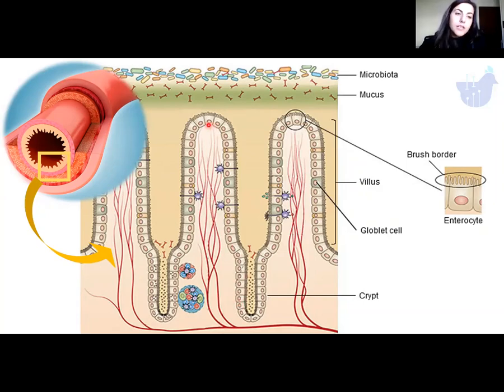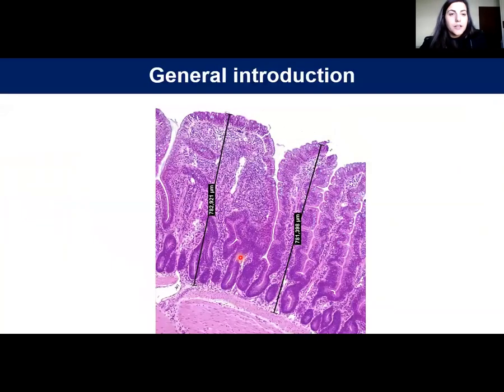Around the lamina propria, there is the epithelium. In the epithelium, it's possible to observe other cells like globate cells, cells responsible for mucus, and enterocytes. The enterocytes are responsible for nutrient absorption. It's possible to observe some other inflammatory cells here as well.